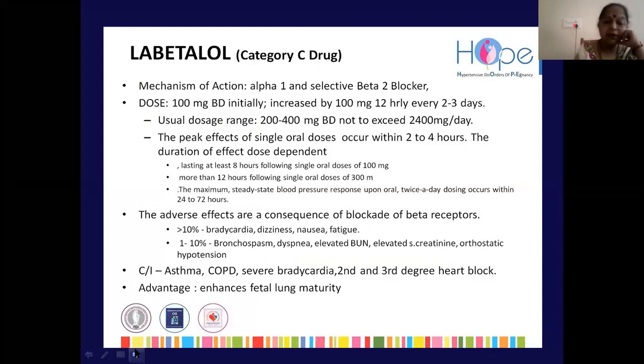And labetalol, I have written a little detail about it. It is a category C drug. One should always remember that it is a beta blocker, so in 10% of cases you will have bradycardia and dizziness, and also bronchospasm, dyspnea, and elevated serum creatinine. So these things you should always remember, and this contraindication you should remember: you should not give it in an asthmatic patient, or if the patient has severe bradycardia or third degree heart block.